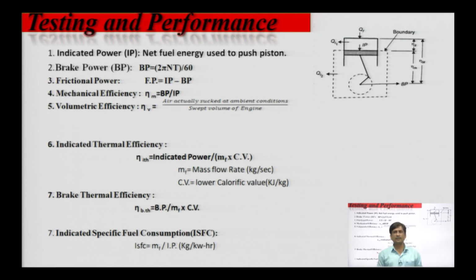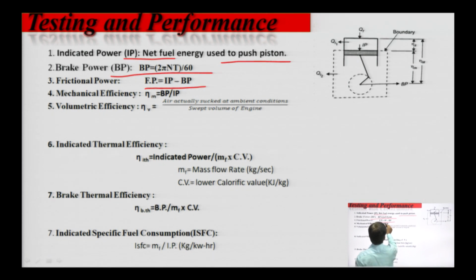Now, we are going to start the testing and performance. We have already discussed testing and performance in lecture 1, and what are the parameters to measure? We measure the indicated power, which is the fuel energy used to push the piston. We measure the brake power of the engine, 2 pi N T by 60. Friction power is the difference between indicated power and brake power. We measure mechanical efficiency, which is the ratio of brake power to indicated power.